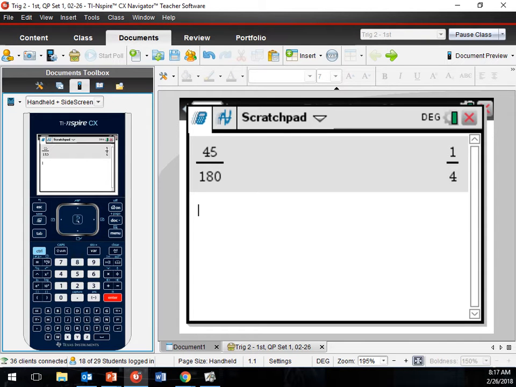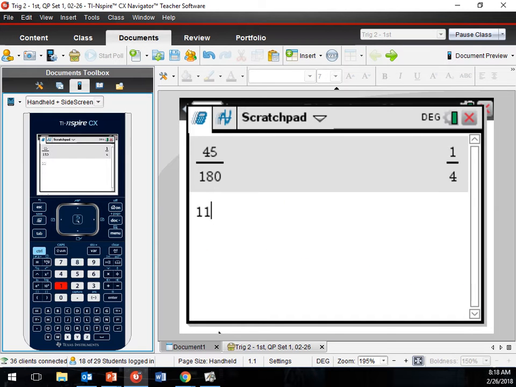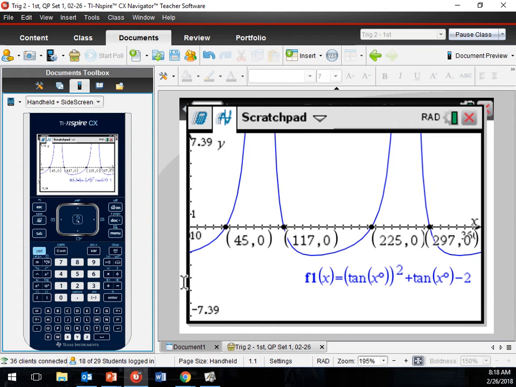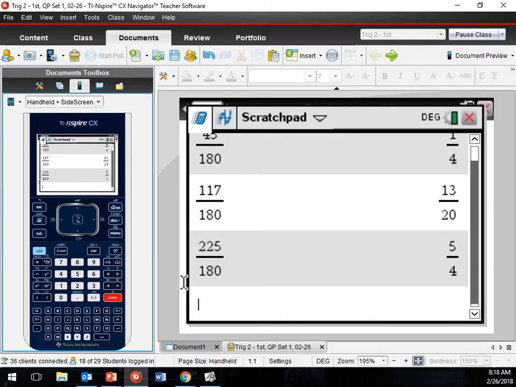Can you also just look at your unit circle? Yeah, you could do that too, but some aren't on there. The next one's not going to be on it. What was the next one? It was 117. So 117 control divide over 180. My answer would be 13 pi over 20. Very good. What did we say the next one was? 225. 225 control divide 180. That's going to be 5 pi over 4.